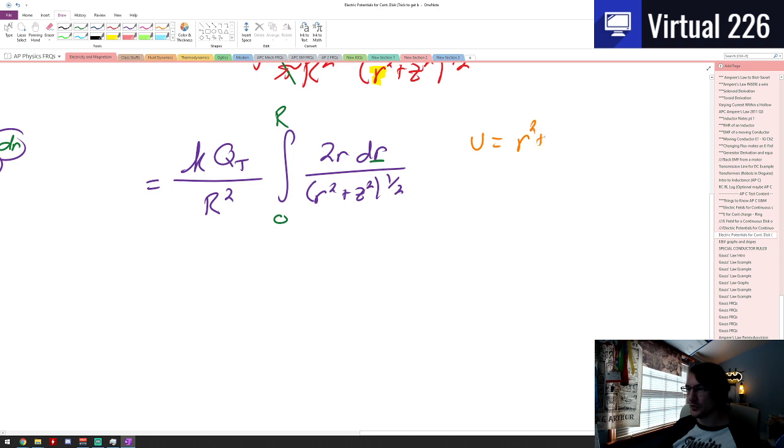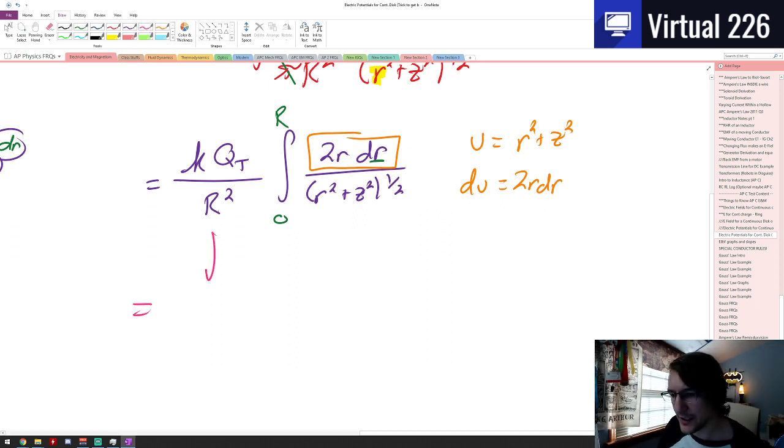u is going to equal r squared plus z squared here. That means du is going to equal, taking the derivative of this, 2r dr. Remember, z is a constant, so the derivative of a constant is 0. So we just get 2r dr, which, hey look, there's my 2r dr. Helps us out. So now, pull my constants down, integrate 0 to r.